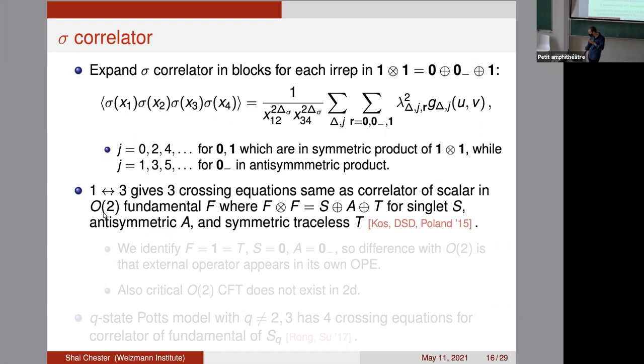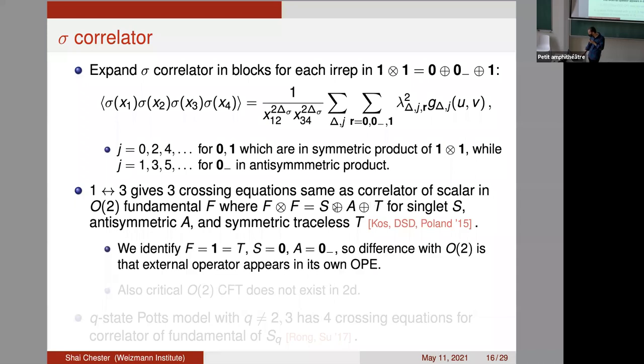You should recall that when you look at the O(N) bootstrap of the fundamental, you have three representations: the singlet, the anti-symmetric, and the symmetric traceless. You can identify these with the three representations that appear for S3. In particular, both the fundamental and the symmetric representation you can identify with the charge because they're exactly the same. The singlet is the singlet, and the anti-symmetric is the sign representation. So from the abstract symmetry perspective, the only difference between the crossing equations for S3 symmetry and for the O2 case is that the external operator now appears in its own OPE, because now we just have one, whereas in the O2 model we would have the fundamental and the symmetric traceless, which would have been different.